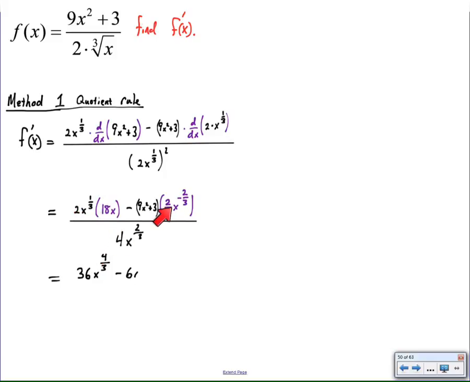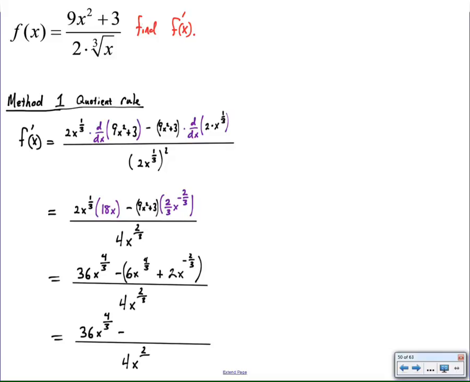And now I'm going to distribute 2/3 x to the negative 2/3 here. So 2/3 times 9 is 6, x squared times x to the negative 2/3. Remember, you add the exponents, and 2 plus negative 2/3 is positive 4/3. In other words, 6/3 minus 2/3 is 4/3. 3 times 2/3 is 2, and then x to the negative 2/3. So that takes care of that.